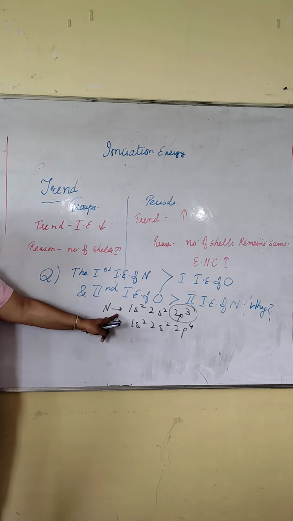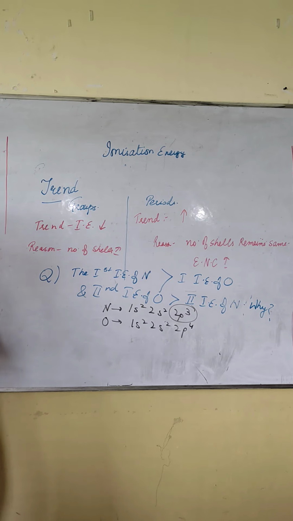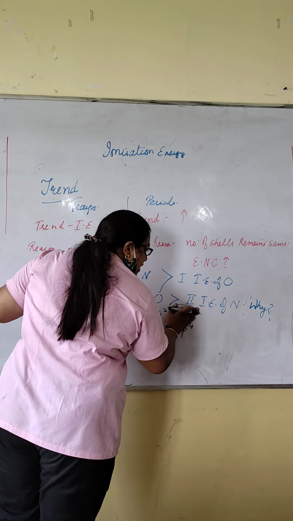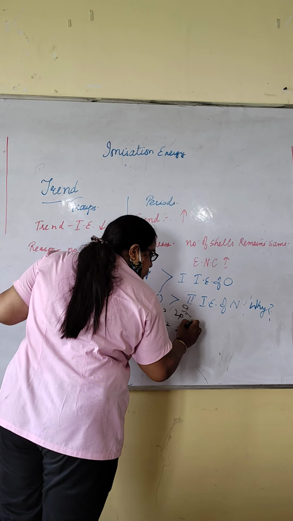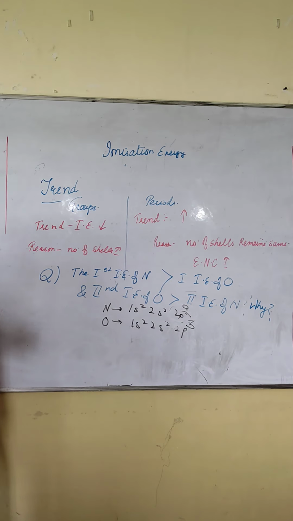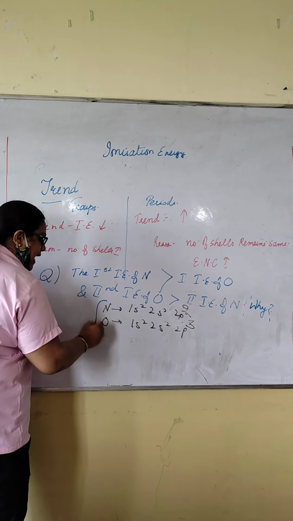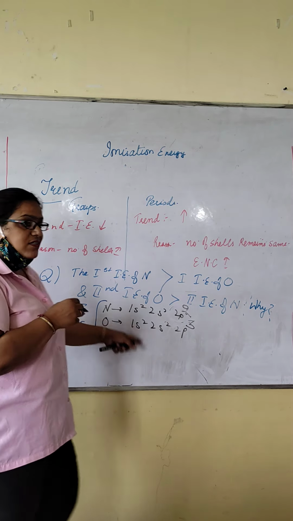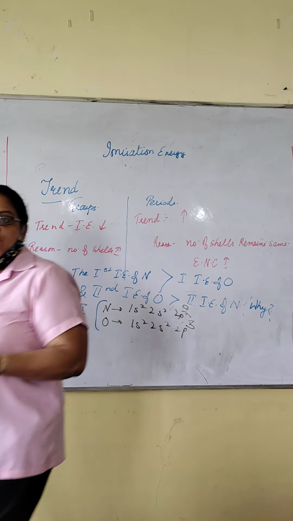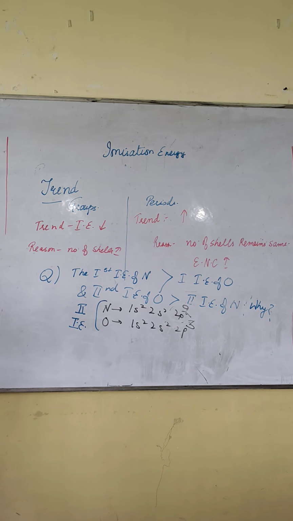So the first IE is more for nitrogen than oxygen. But after the removal of one electron, it will form 2p2 for oxygen and 2p3 for nitrogen in the second IE. Now oxygen will become the case of a half-filled orbital and nitrogen is the case of not half-filled orbital. That's why the second IE for oxygen is greater than nitrogen.